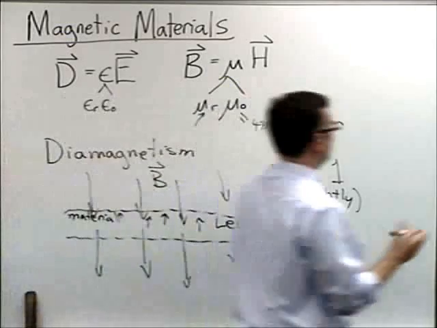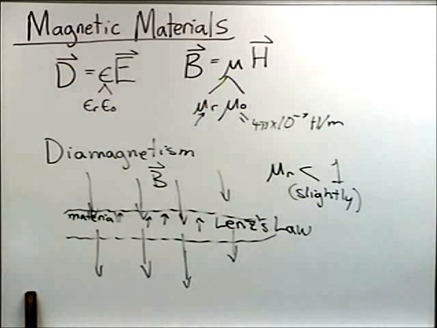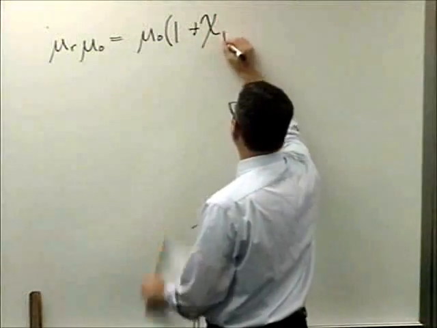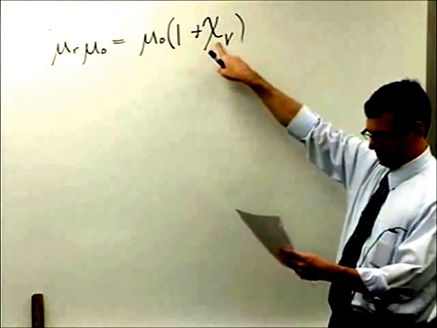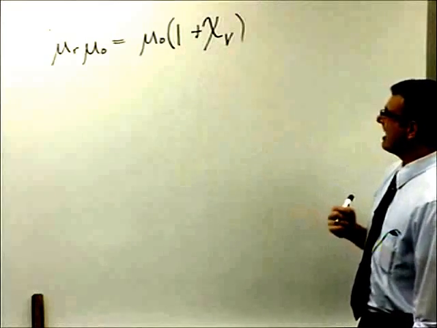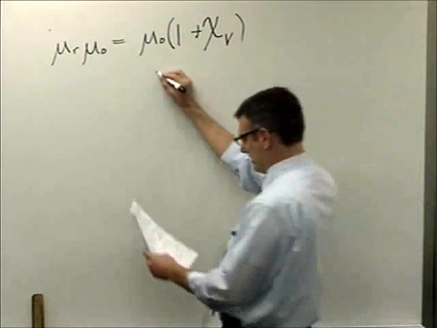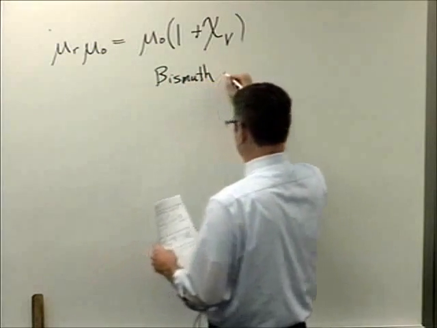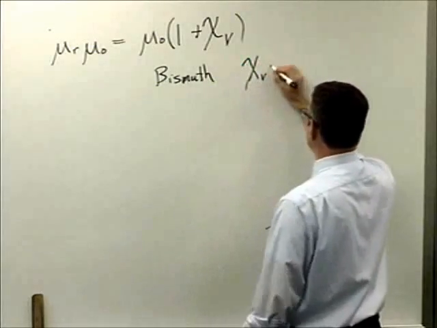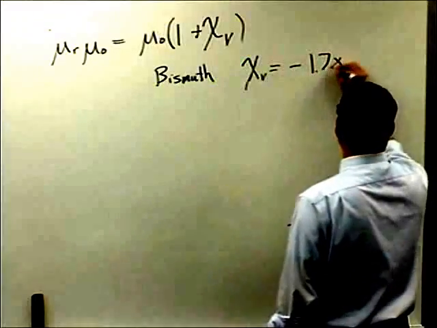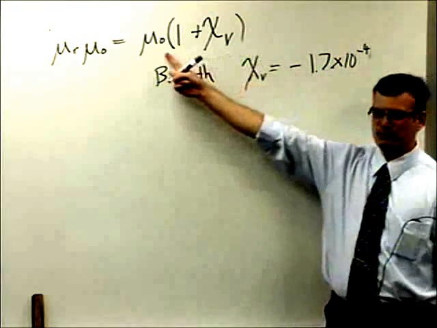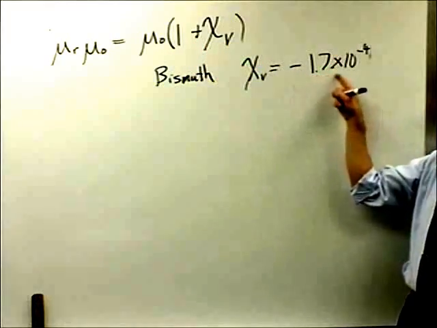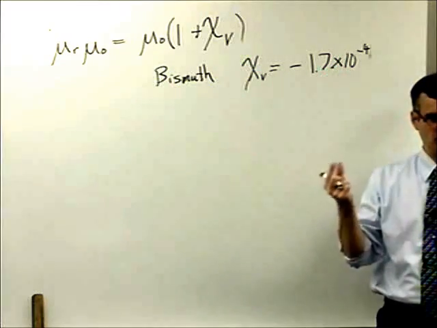The way that we treat diamagnetic materials, we often say that mu sub r times mu sub naught is equal to mu sub naught times (1 plus the polarizing field response with respect to the volume of material that you have). So this is mu naught, and then whatever the material has in terms of a polarizing field response, we write that as chi sub v, with respect to volume. For bismuth, one of the strongest, chi sub v is negative 1.7 times 10 to the negative 4th. That's really strong, and yet it's pretty weak compared to mu naught. 1 minus 0.00017 gives you that mu sub r slightly less than 1.